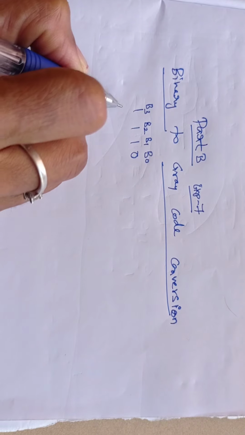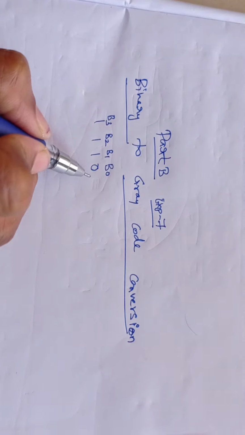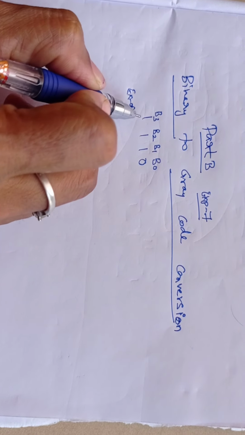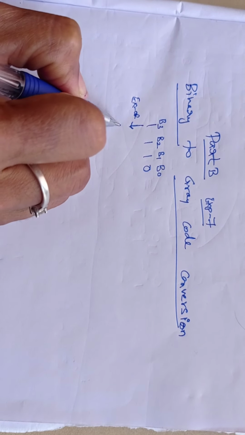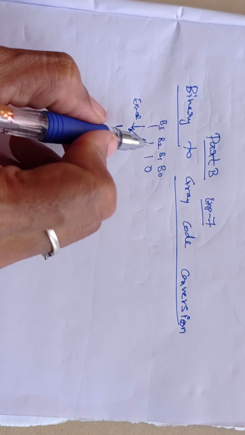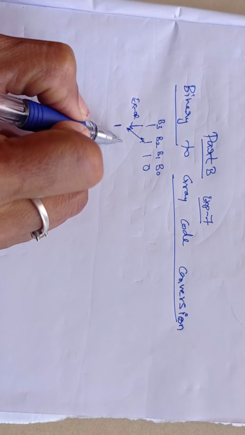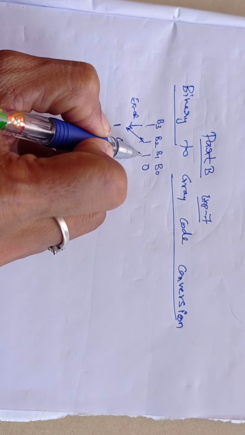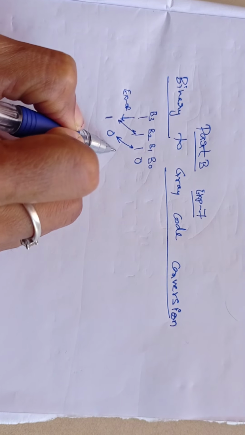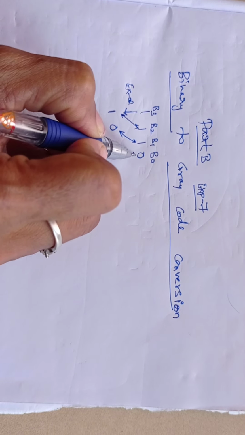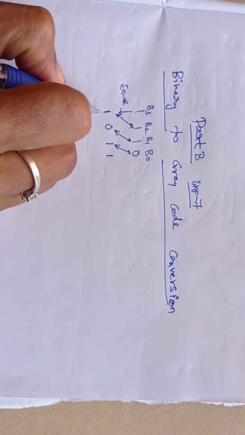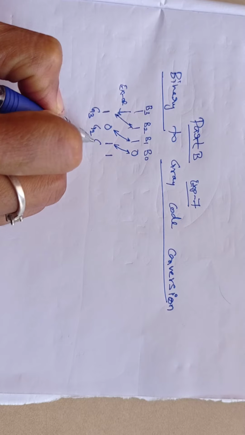In this, we convert binary to gray using the XOR operation. That is, keep the first bit as it is, 1, and do an exclusive OR of the first 2 bits. They are the same, so the output is 0. Again exclusive OR with the next 2, that is 0 and 1, so the output is 1. Again 0 and 1, the output is 1. This is the gray code G3, G2, G1, G0.